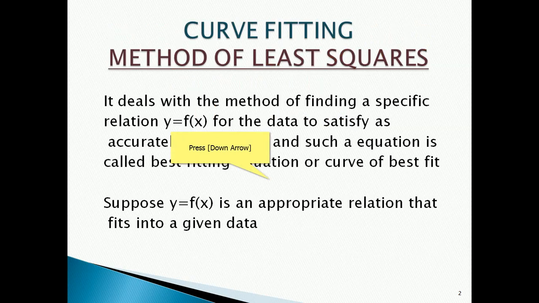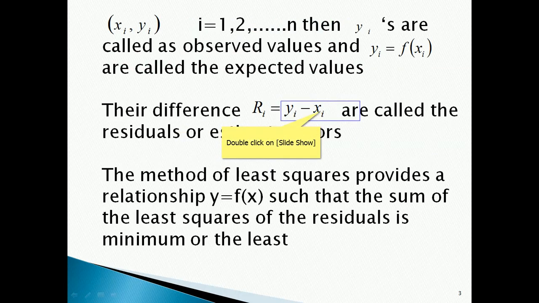In this topic we discuss the method of finding a specific relation y = f(x) for the data to satisfy that data as accurately as possible, and such a relation is known as the best fitting equation or curve of best fit. Suppose y = f(x) is an appropriate relation that fits a given data. (xi, yi) are the given values of x and y for i = 1 to n.